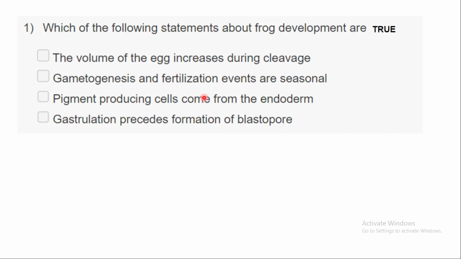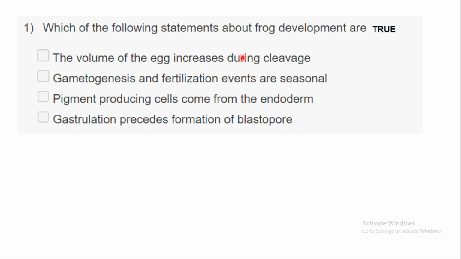Option B, gametogenesis and fertilization events are seasonal events. Option C, pigment producing cells come from the endoderm. And option D, gastrulation precedes the formation of blastopore. So these are the four options. And the question is, which of the following statements is true about frog development?